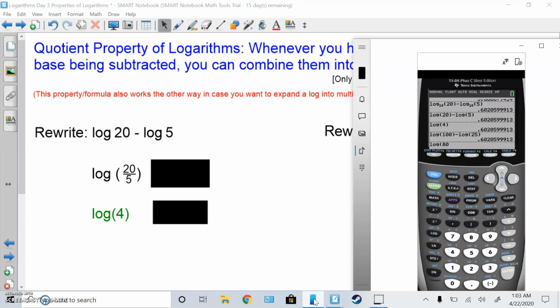ln of 80, not log 80, ln of 80. Actually, let me show you real fast. Log of 80 and ln of 80 are two different things because they have two different bases. Alright, so the base is very important. So notice these are two different numbers. Alright, so anyways, ln of 80 minus ln of 10 gives us this decimal, and then ln of 8 should be the exact same thing. It is.